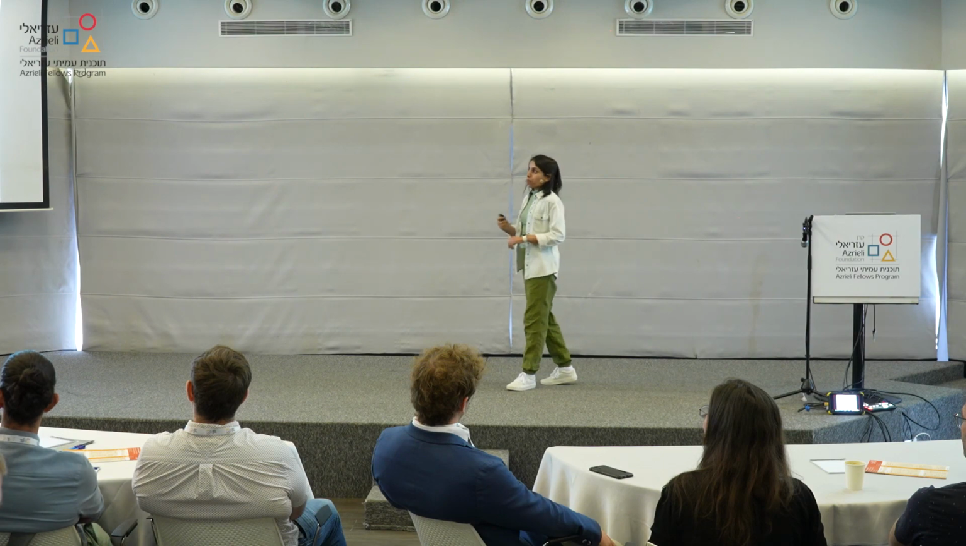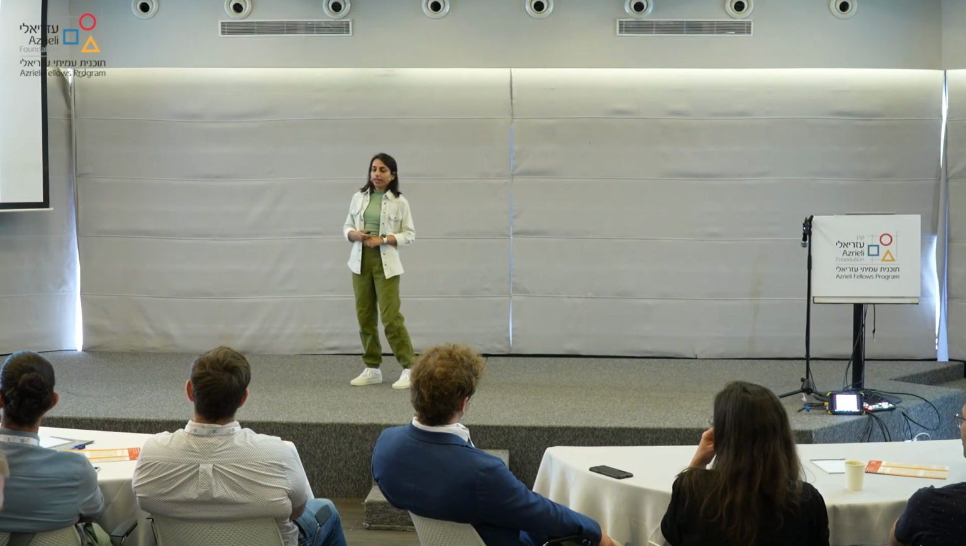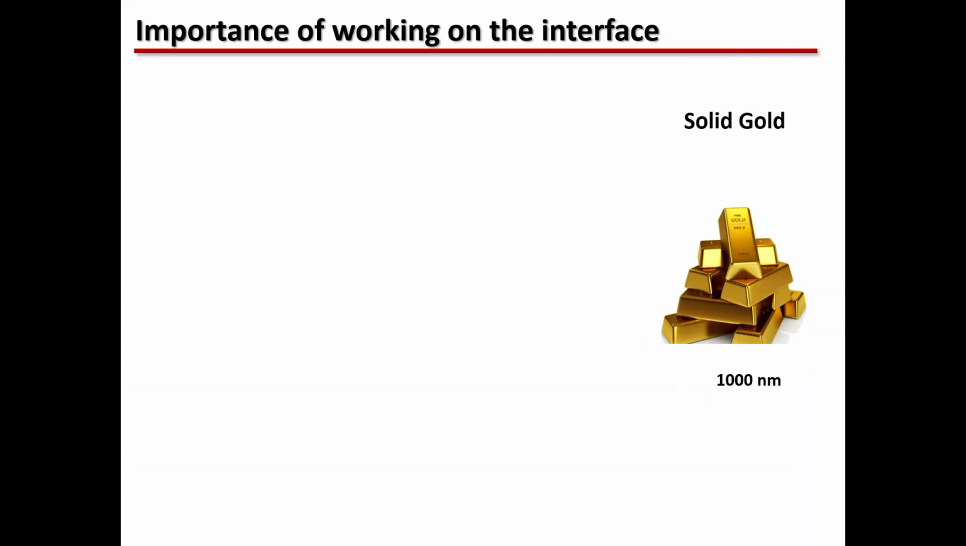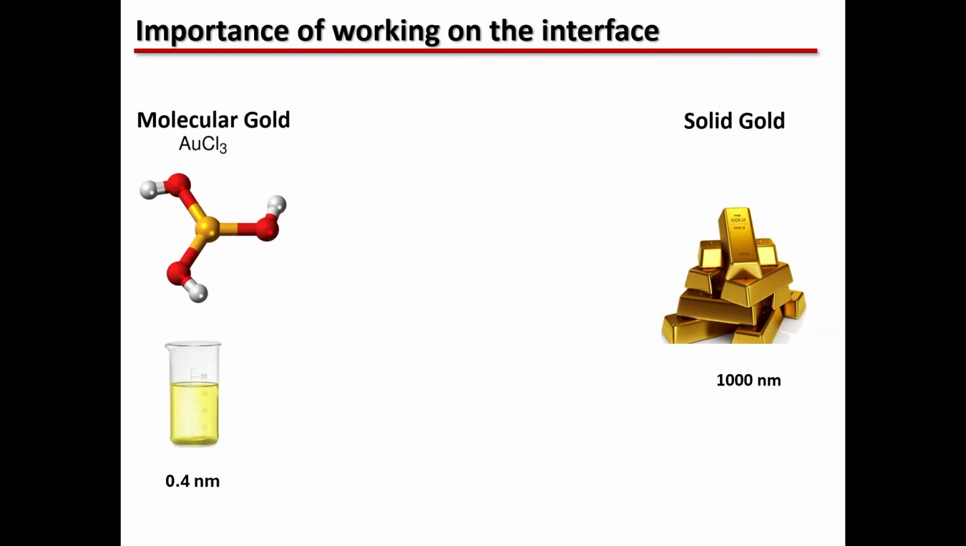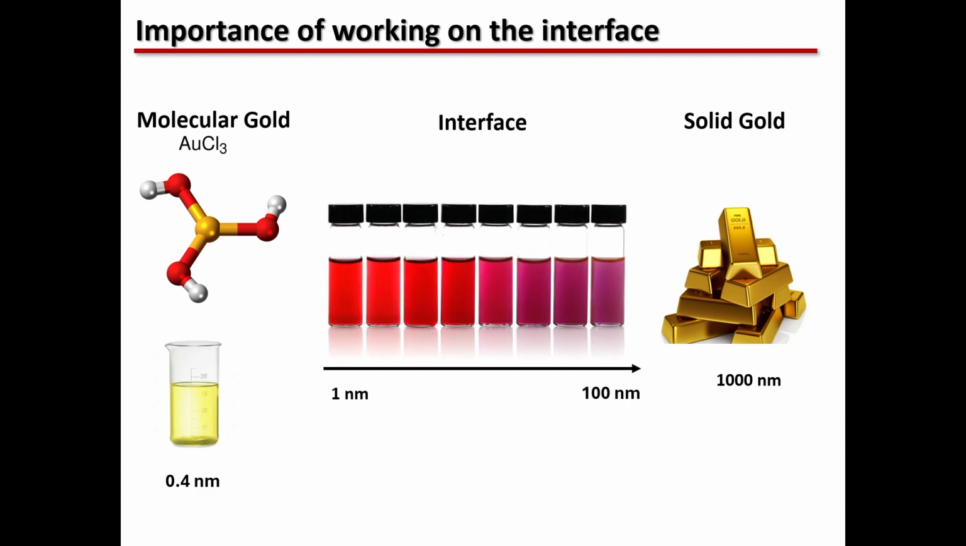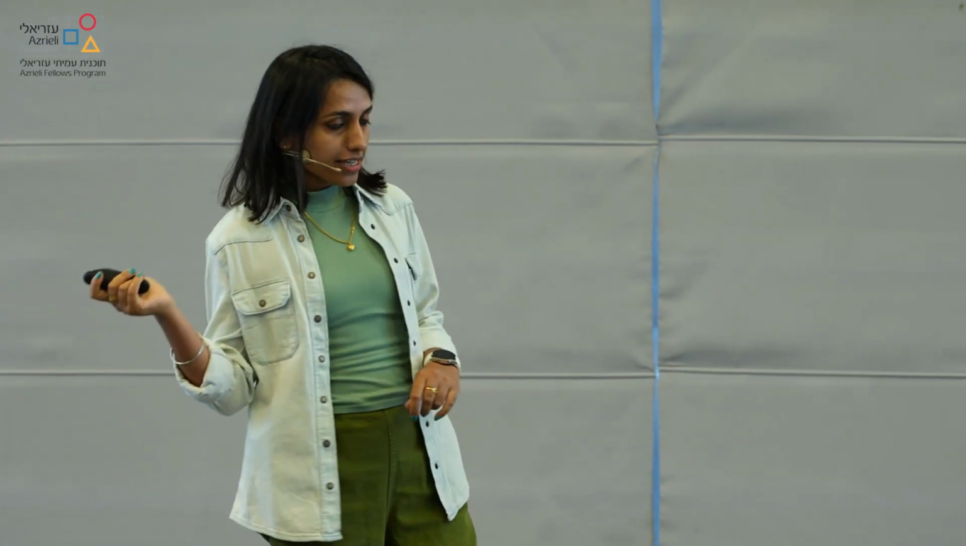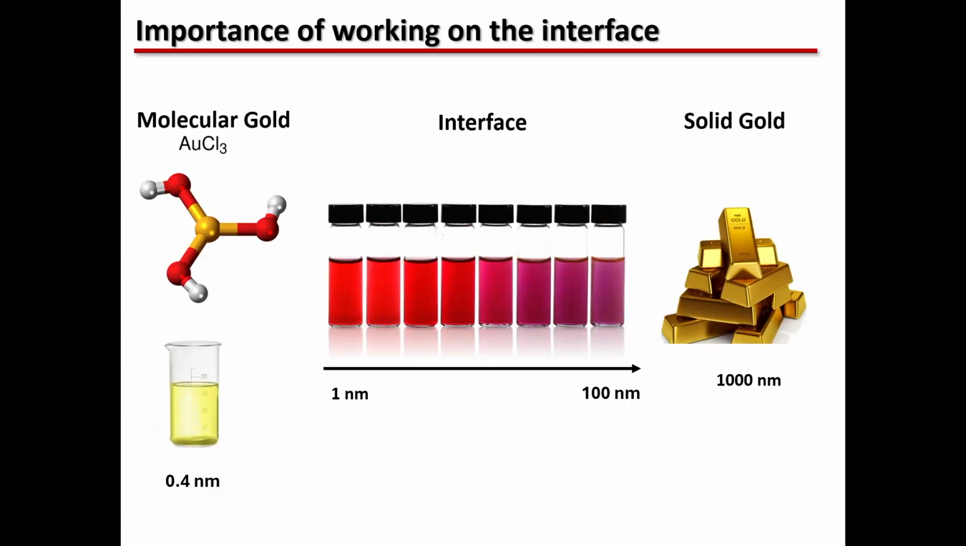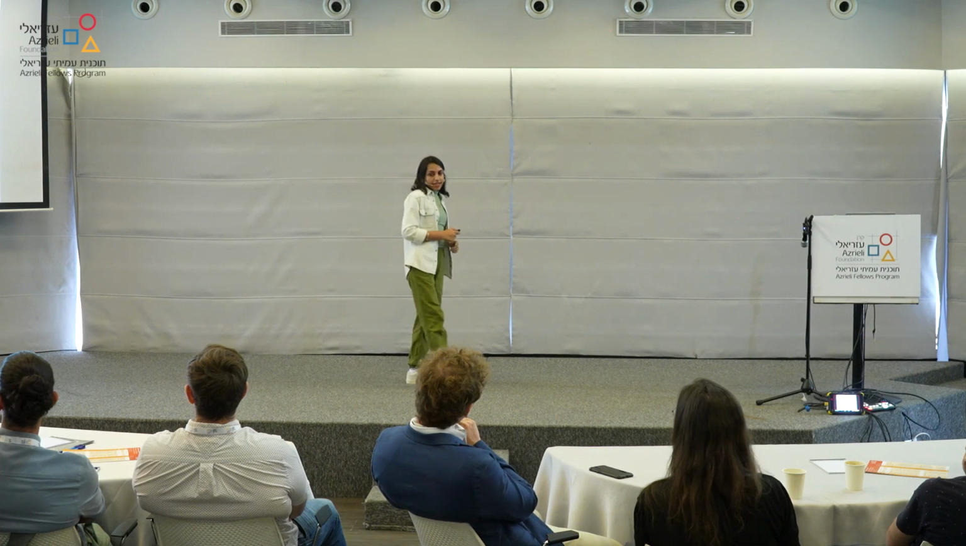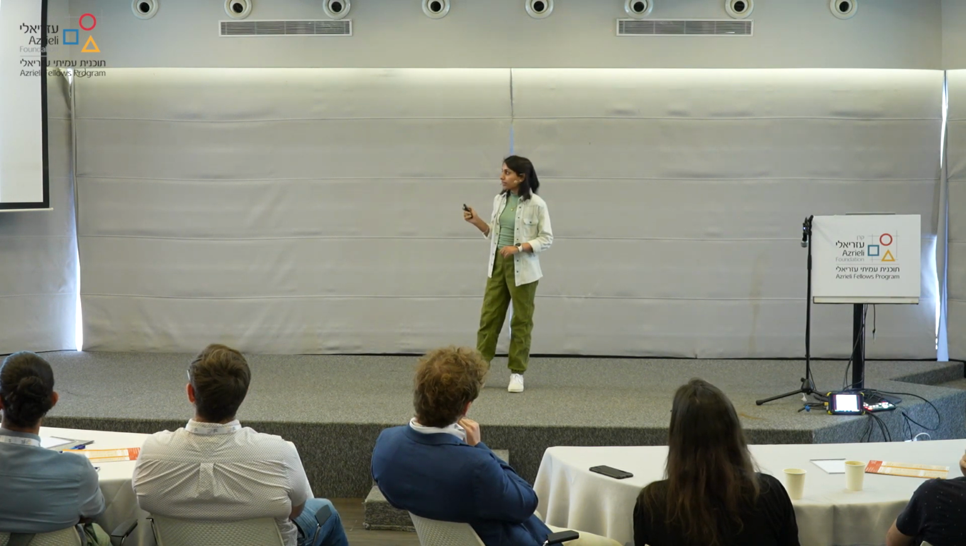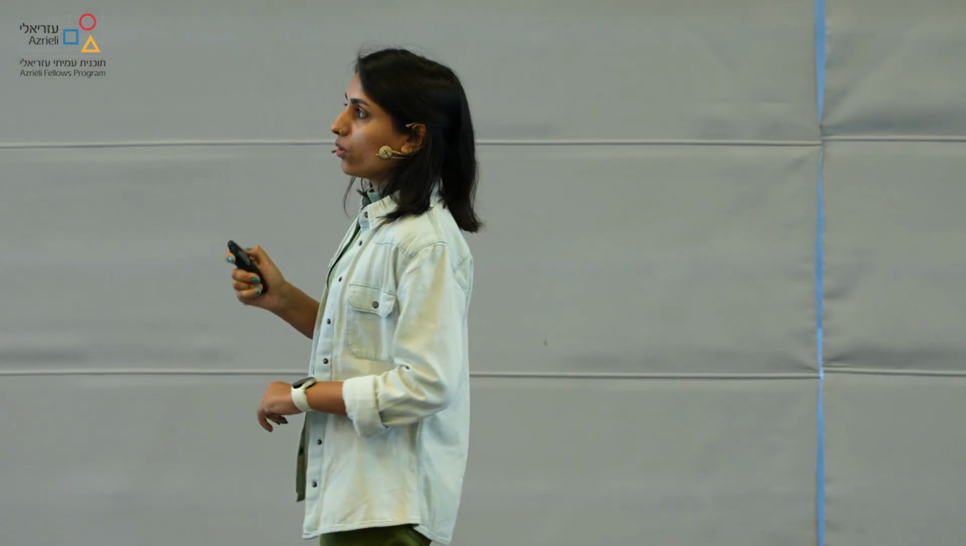Let's start with the importance of working on the interface with a simple example. Here is solid gold, and here is molecular gold. In between these, there is an interface where gold can show different properties and applications. So it is an example of the interface between solid metal and molecular metal. It is very well known and has been well studied for a long time. But what is rare is the interface between earth abundant metal oxides and molecular metals. It is very rare, particularly in solution, and very rare to achieve.